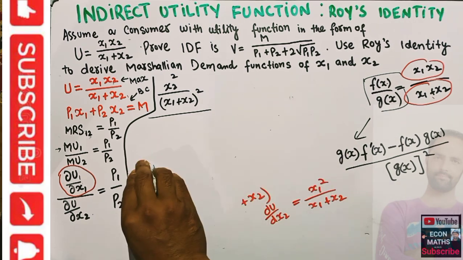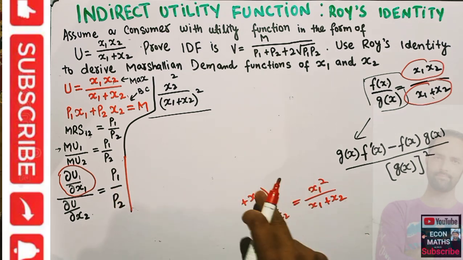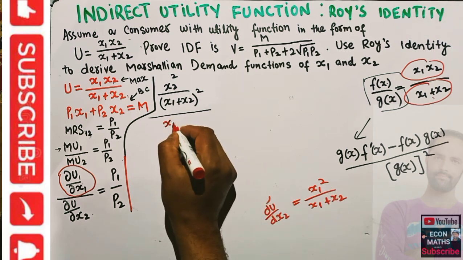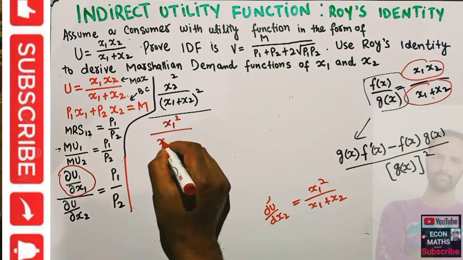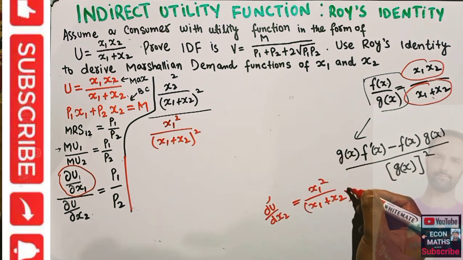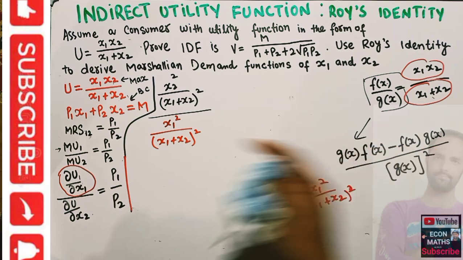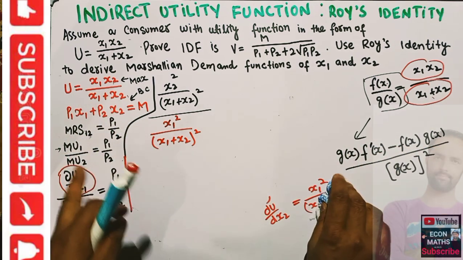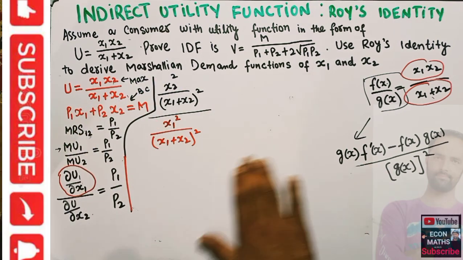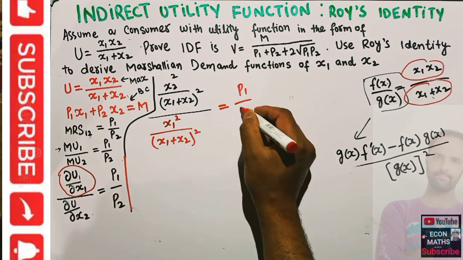So I can just erase this because I don't have the luxury of writing all this stuff here. I'm just doing this manual work here. So du upon dx2 is this stuff, that is x1 square upon x1 plus x2 whole square. I forgot to write the square here. Okay, I'm just using the power function, sorry, quotient rule here to differentiate partially our marginal utility of good x1 and marginal utility of good x2. Okay, and all this stuff should be equal to p1 upon p2.